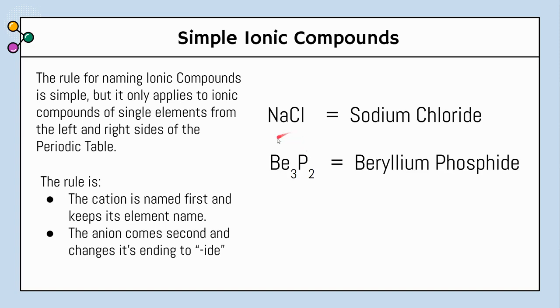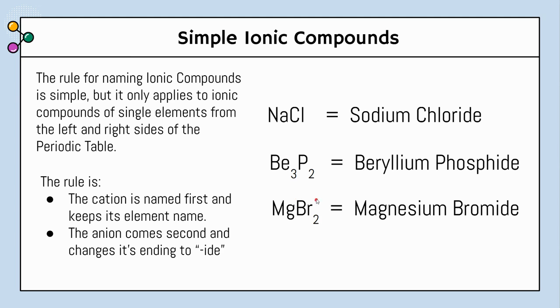Beryllium and phosphorus, same thing. Beryllium comes first because it's positive, phosphorus comes second because it's negative. Instead of beryllium phosphorus, we call it beryllium phosphide. And magnesium and bromine. Instead of saying magnesium and bromine, we say magnesium bromide, the magnesium being positive and the bromine being negative. So simple ionic compounds, pretty simple rule. Notice the amount of each ion, as shown here with these subscripts, doesn't actually change the name. It will in terms of transition metals, but for our simple ionic compounds, it doesn't matter.